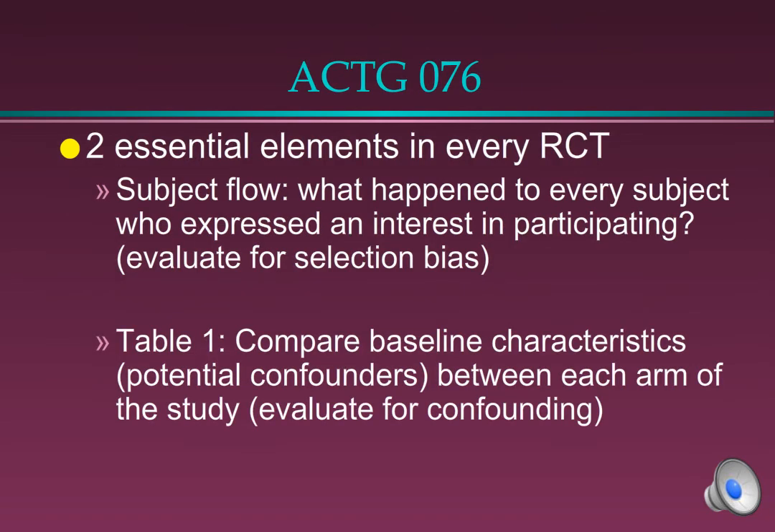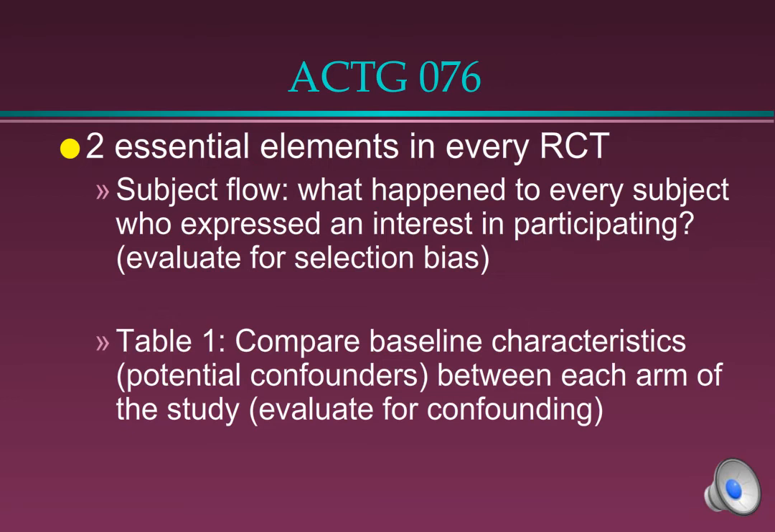First of all, I'd like to talk about the two essential elements in every randomized controlled trial. First of all is subject flow. The authors of any study have to show exactly what happened to every subject who expressed an interest in participating in the study. This is very important because of the issue of selection bias. That is, that dropouts or uneven selection into the study can have effects on the validity of the study.